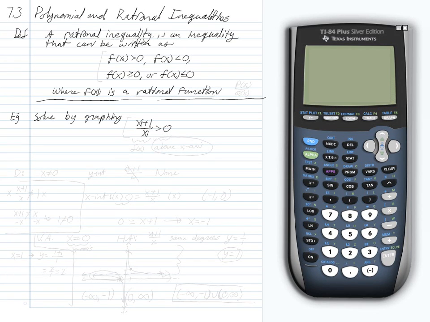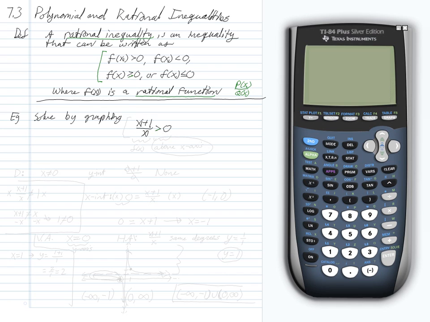Welcome back. The other topic that we will be looking at in this section is rational inequalities. So a rational inequality is what we call any situation that can be written in one of these four forms, where we are able to write a rational function on one side of an inequality and zero on the other. So getting a rational function that is a polynomial over a polynomial on one side of our inequality and zero on the other is the situation.